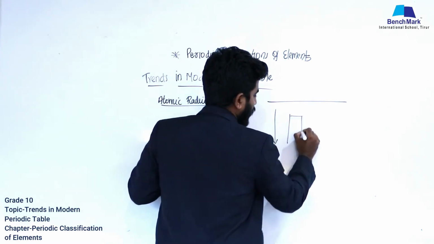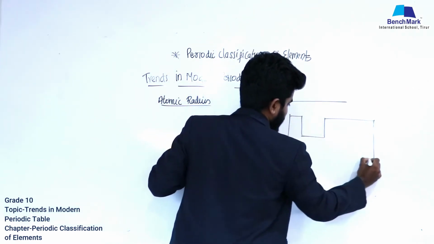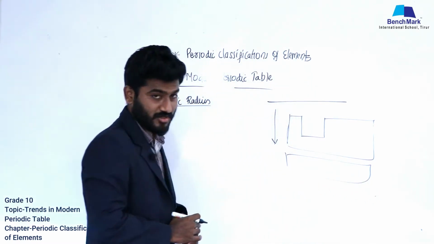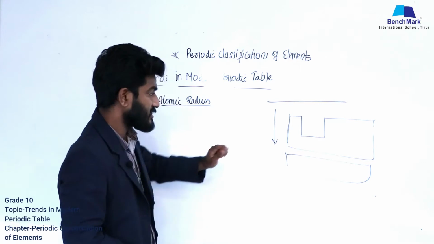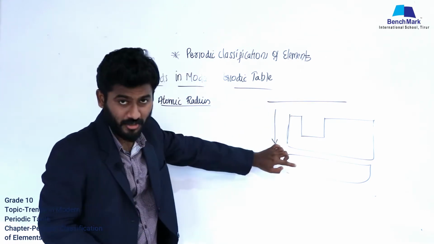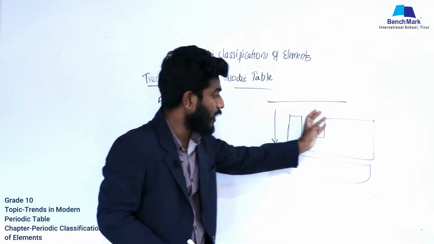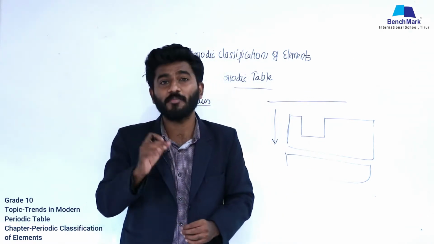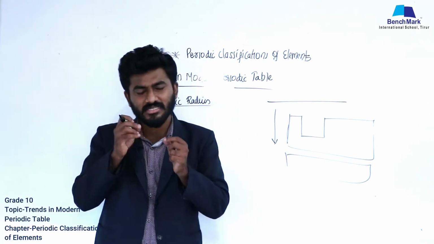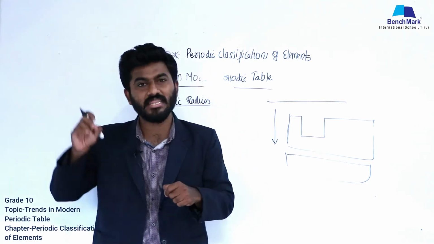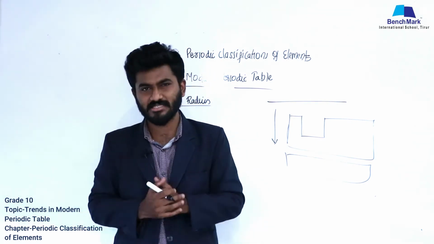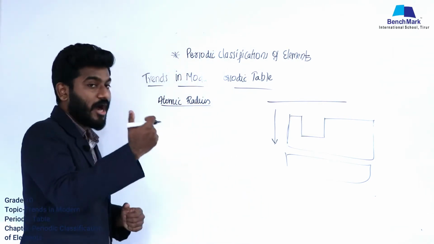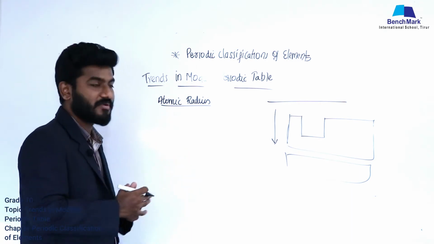We know that the modern periodic table has a structure like this. Clear? This is the modern periodic table structure. What happens to the atomic radius if we move from top to bottom in a group or along the period? First of all, there is a question: what is atomic radius? It's simple. It is the distance between the nucleus and the outermost shell of an atom.